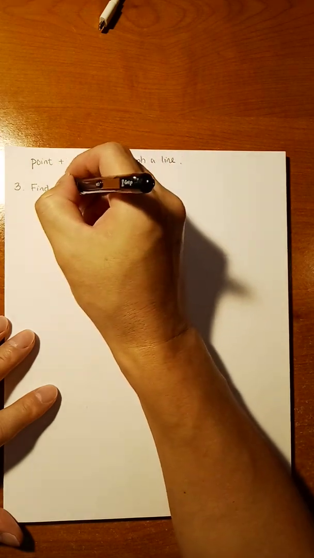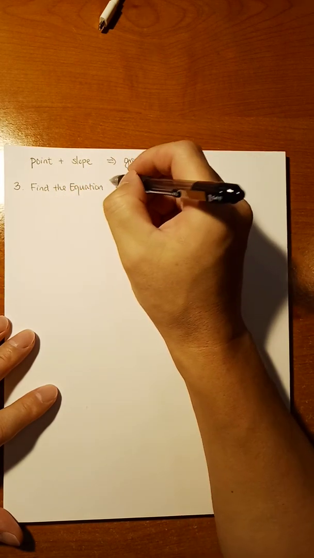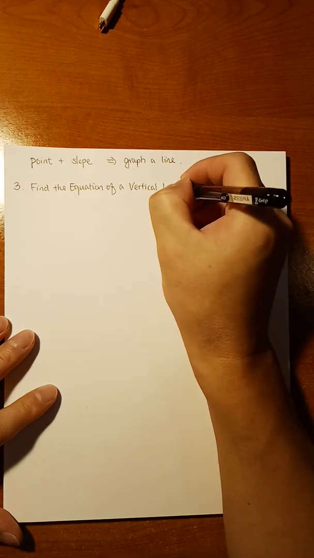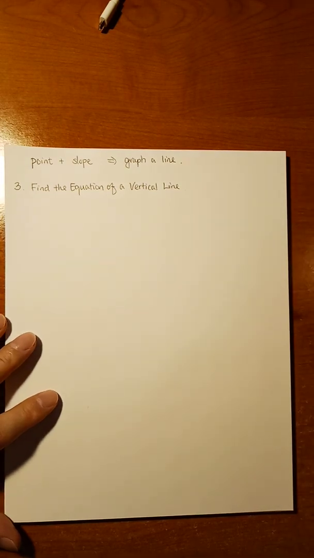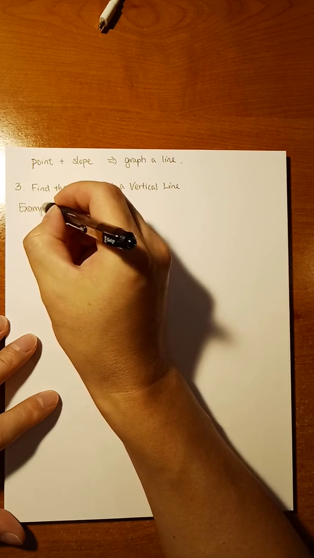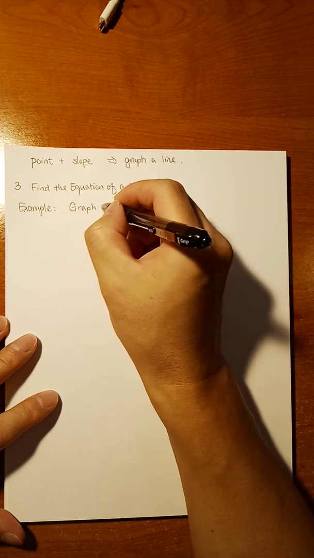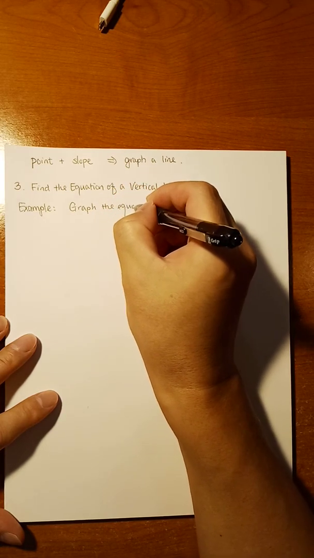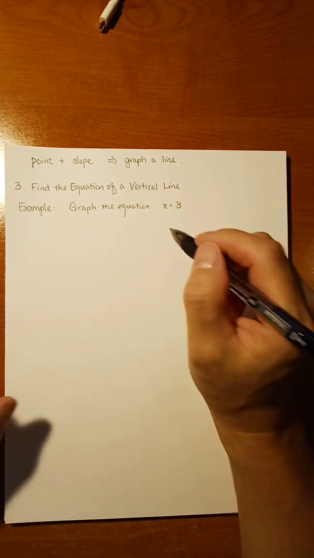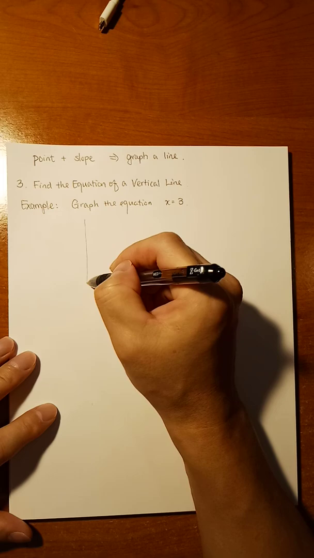So we want to solve this problem: find the equation of a vertical line. Okay, well, let's see the example. Graph the equation x equal to 3. Only x, no y. Well, let's check. How do we sketch it?